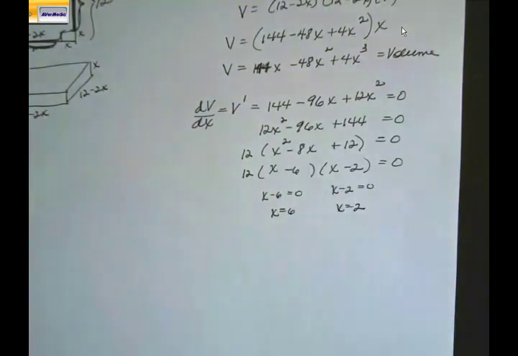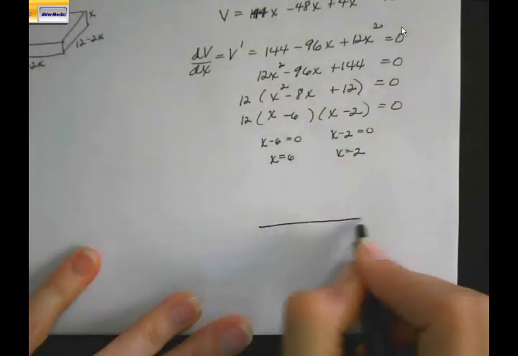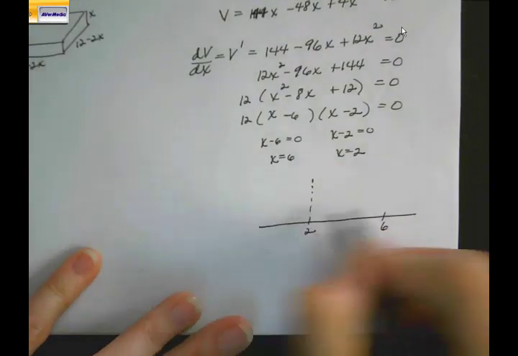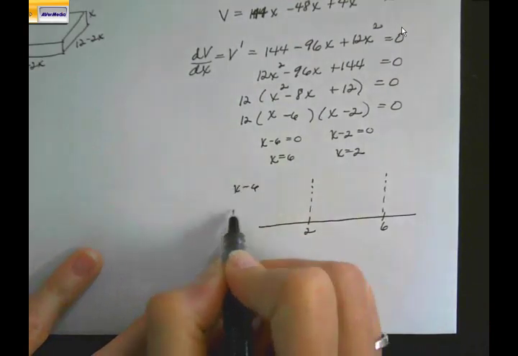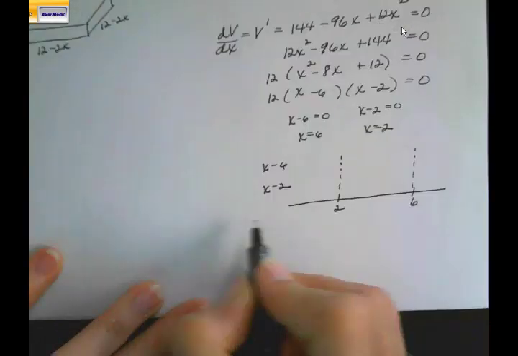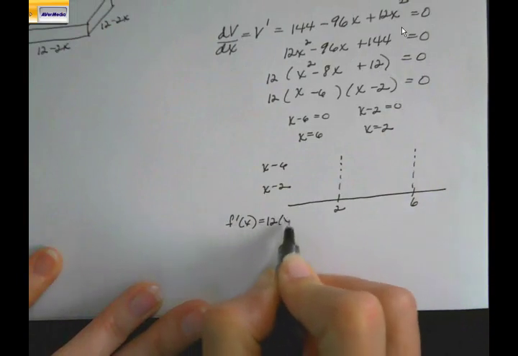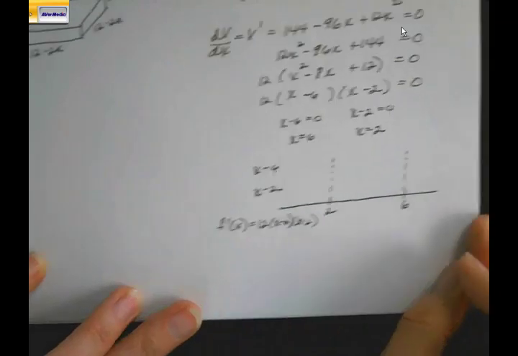Now, I don't know if both of these are maxes or both of these are mins or what they are, so I have to create a sign chart to determine if these are maxes or mins. So I create a sign chart where I put my 2 and my 6. My factors are x minus 6 and x minus 2, and my first derivative is the product of 12 times the x minus 6 times the x minus 2.